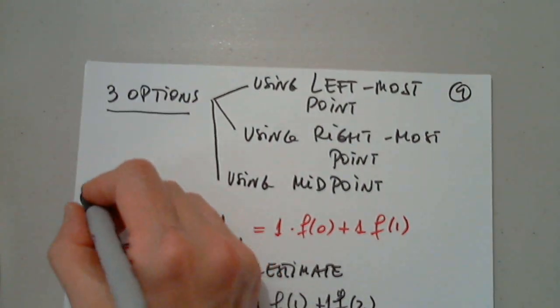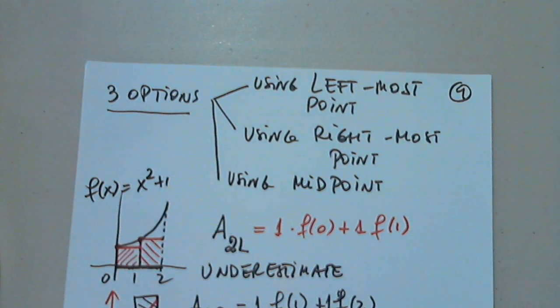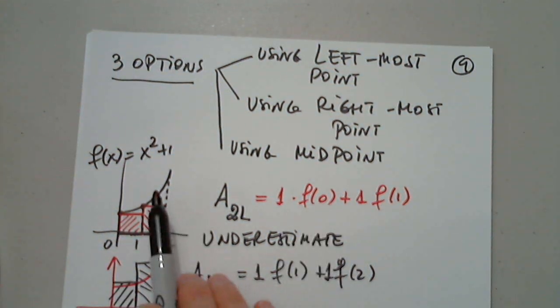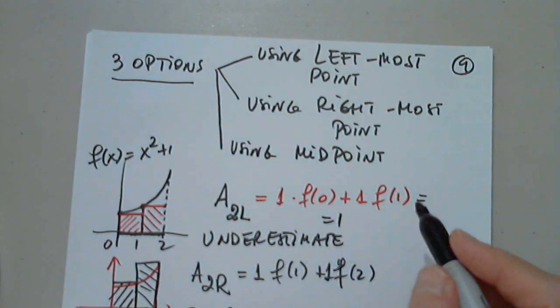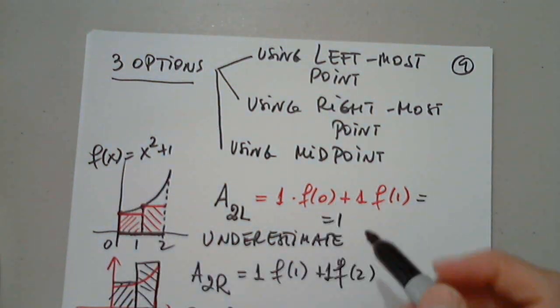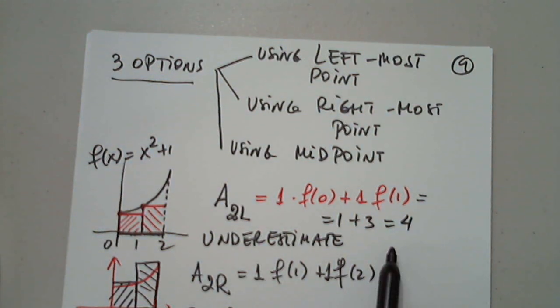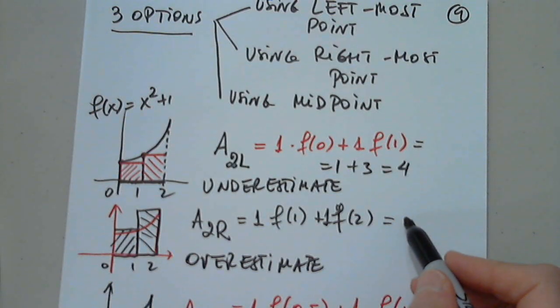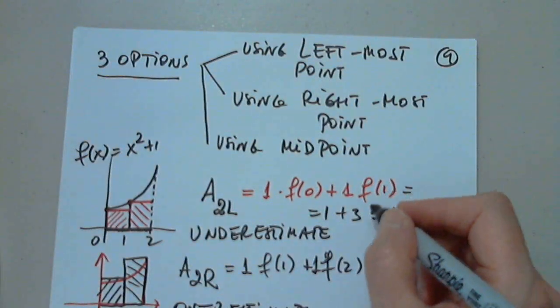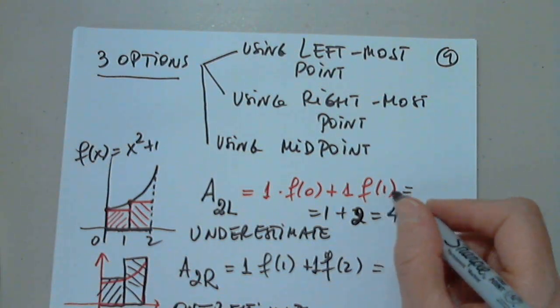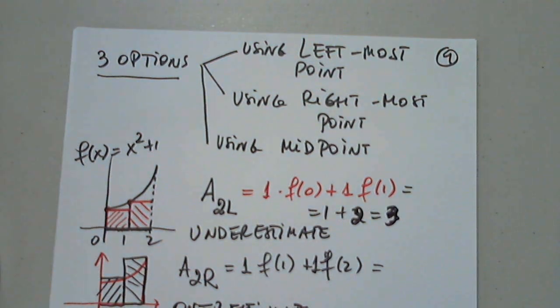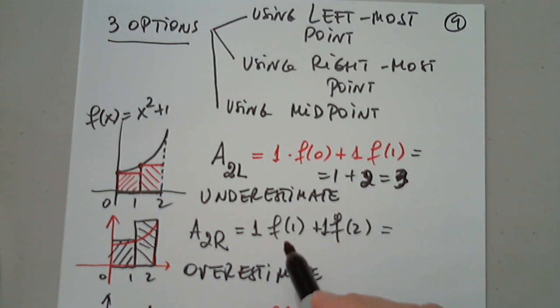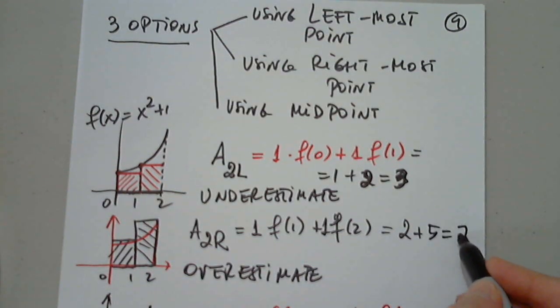Remember, let's write the function one more time. So f of x equals x squared plus 1. F of 0 is 1, so 1 times 1 is 1. F of 1 is 3 plus 3, so this is 4. This is an underestimate. Okay, this one. F of 1 is 2. 2 times 1 is 2, plus f of 2, 5, plus 5 equals 7.